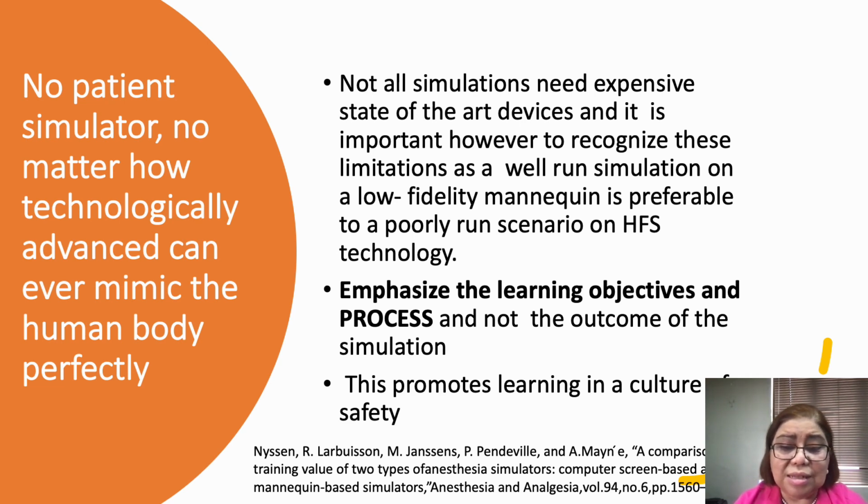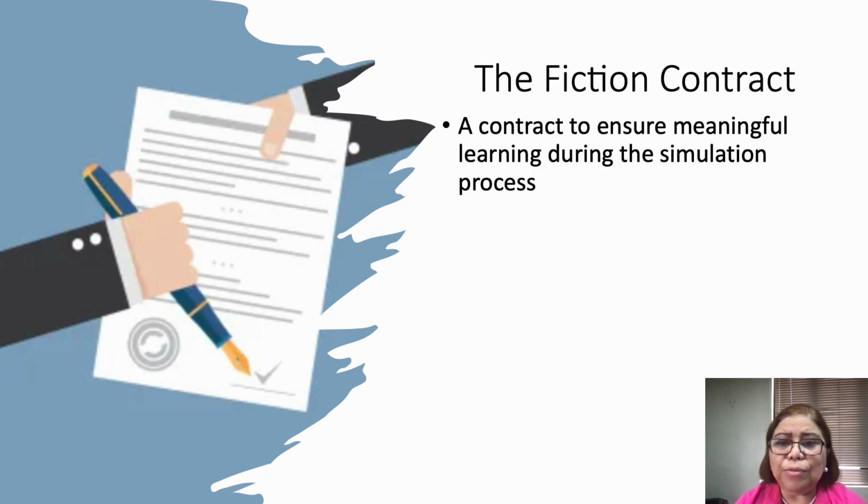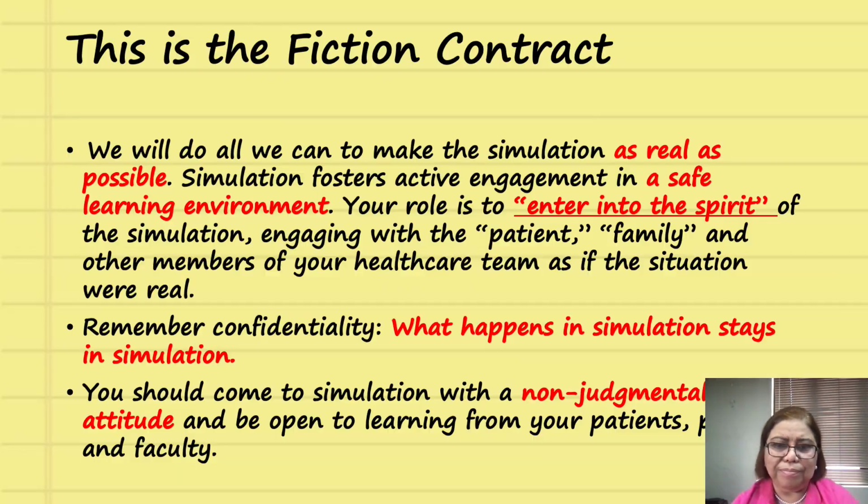So, how else can simulation from low to high fidelity result in effective learning? This is where your fiction contract comes in. The fiction contract is actually an understanding between the trainee and the facilitator that each will do his or her best to believe that the simulation is real, making the whole process worthwhile. It is also known as the suspension of disbelief, the concept that encourages the participants to put aside their disbelief and accept the simulated exercise as being real for the duration of the scenario.